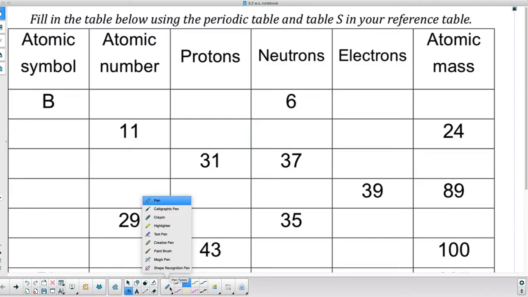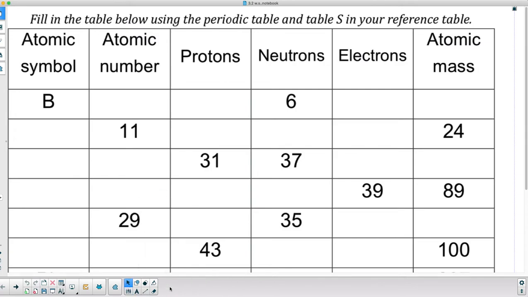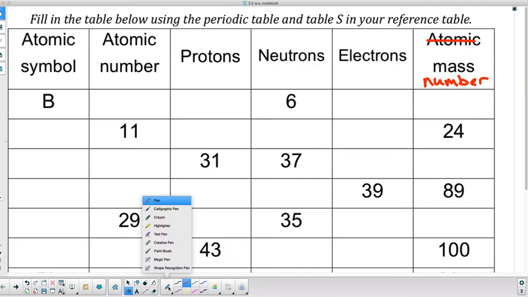First of all, let's cross this off. This is actually written incorrectly. It's not atomic mass. This is actually called mass number. Okay, so mass number is what we have on the far right-hand side. So now let's get back to how to do this work here.